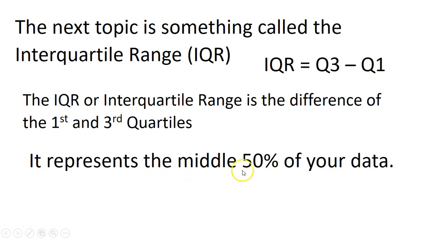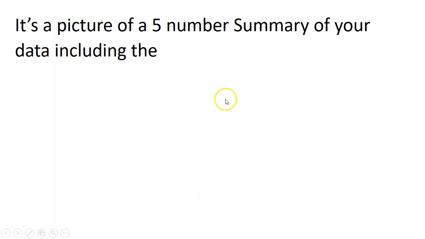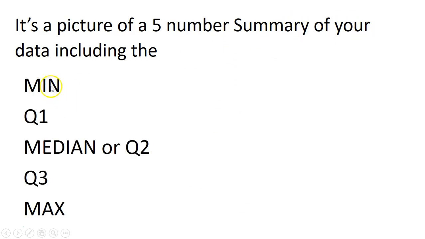It represents the middle 50% of your data, okay? How many of you remember those box and whisker plots that you did in pre-algebra and probably algebra 1, dabbled in, and maybe even a little bit in algebra 2? Box and whisker plots. It's a picture of what we call a 5-number summary of your data. Included in that is your min and your max, the lowest and the highest point, your quartiles, and your median right smack dab in the middle.